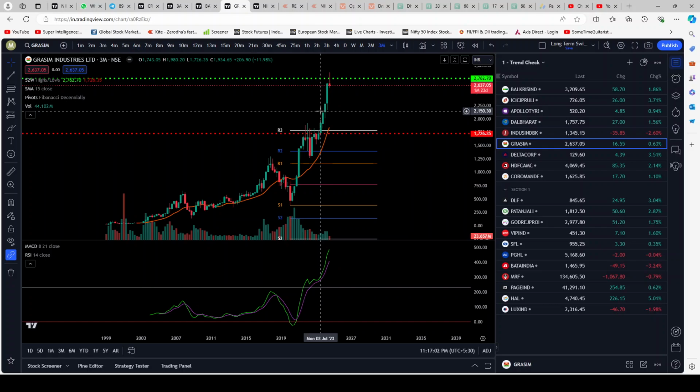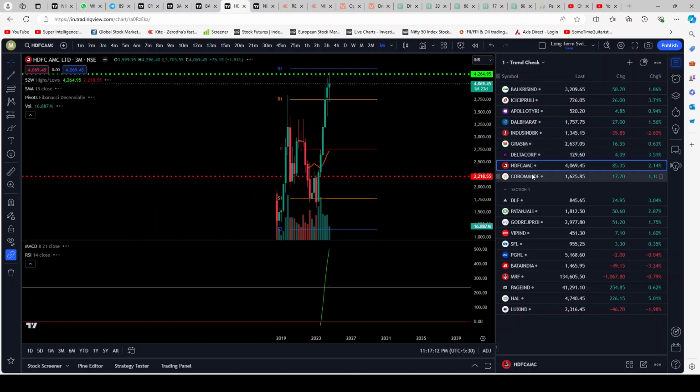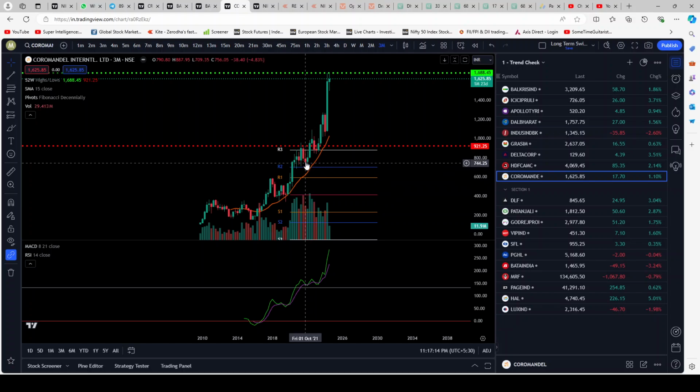When did it break the R3? July of last year. Okay, now we are in August. So in little over a year, it broke and almost gave 65% return. Not enough data, not Coromandel. See, it's above the 50% mark on the RSI. Once it breaks the R3 on Fibonacci, it goes up like a rocket. Boom.